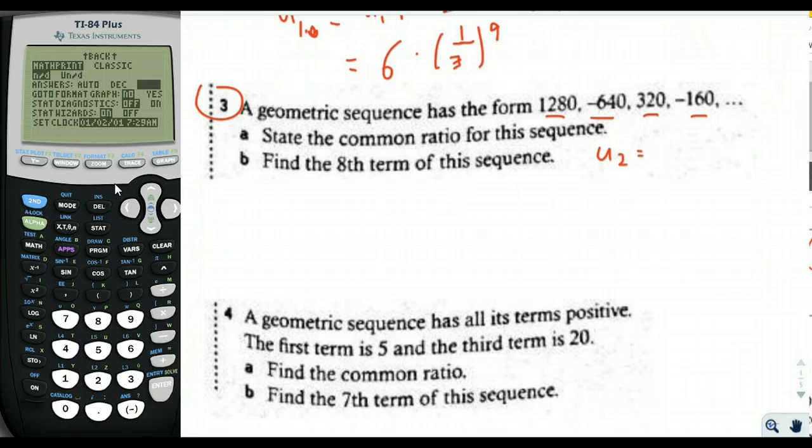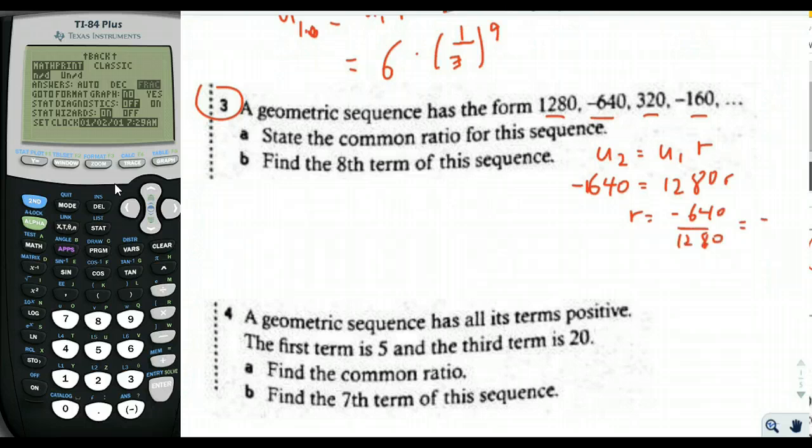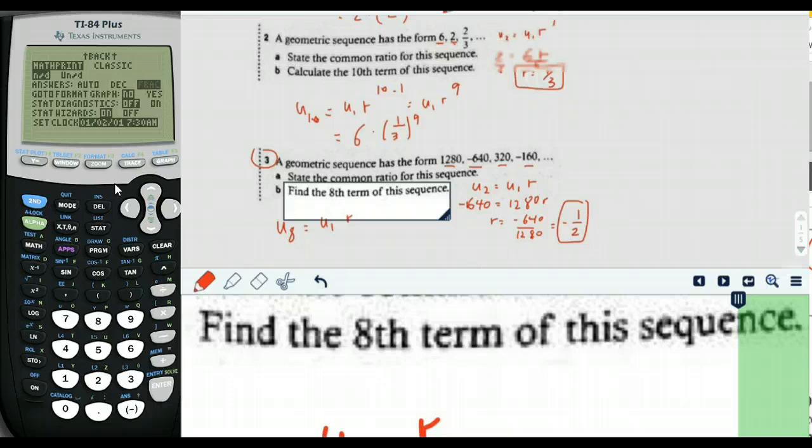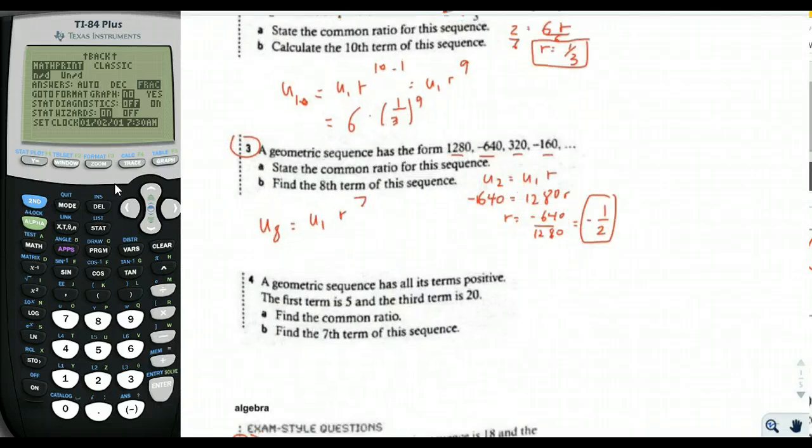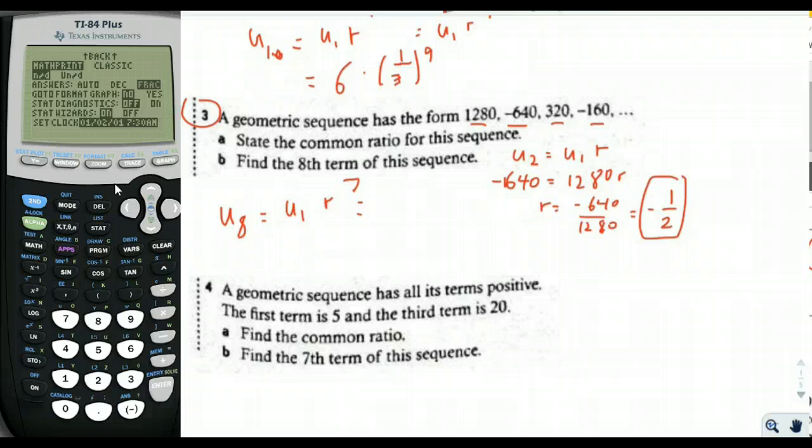So we just use algebra again. And we have negative 640 equals 1280 times r. And so r is equal to negative 640 divided by 1280. And you can do that on your calculator, but you can see here probably that it's negative 1/2 already. Okay. Now let's find the 8th term of the sequence. U8 is equal to U1 times r to the 8 minus 1, which is 7. Okay. And of course U1 is 1280.